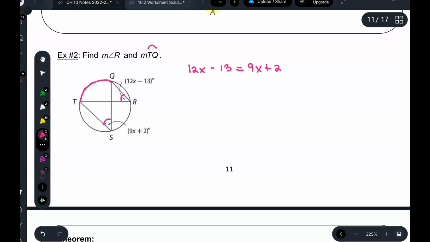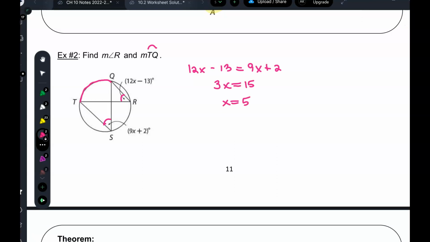Let's give everyone a chance. I know, I didn't give you any kind of crazy equations here. These are pretty straightforward. But as usual, we're not done when we solve for x, because what are we looking for?